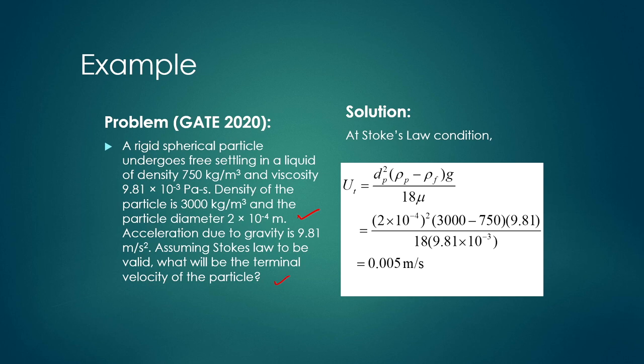Very simple here, the flow regime is already given. Since it is Stokes' flow condition, the CD value will be equal to 24/REP. After substitution of CD in the terminal velocity equation and simplification, this equation comes, which we have given earlier. Now everything is given: dp is 2 × 10⁻⁴ squared, times 3000 minus rho f, which is given 750, times g, divided by 18 × mu, where mu is 9.81 × 10⁻³. Ultimately after calculation the terminal velocity comes to 0.005 meter per second.